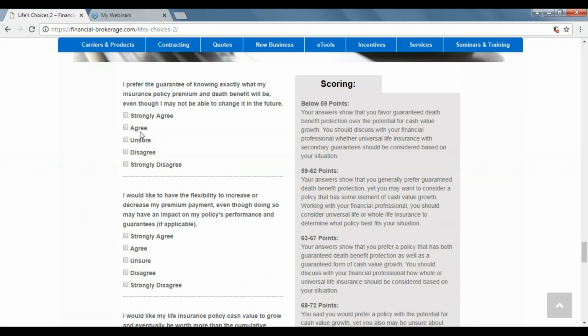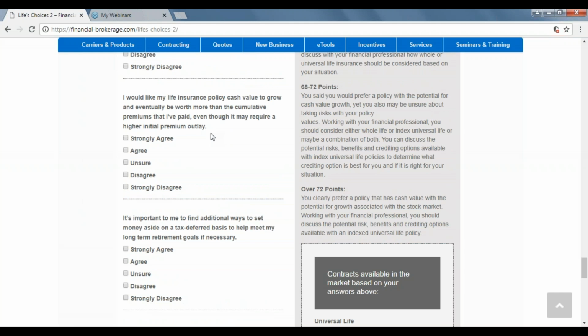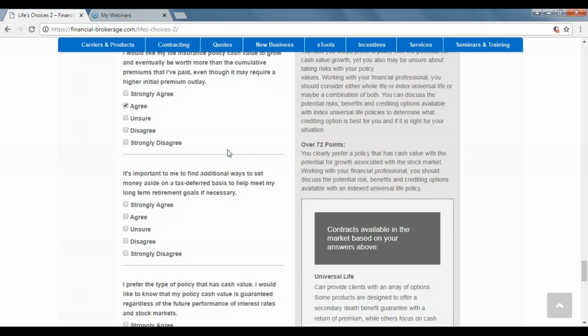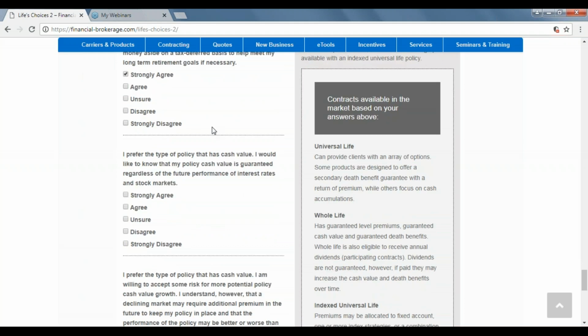Client says, I prefer the guarantee of knowing what my policy will be and what the death benefit will be. Let's say we agree. We don't want any surprises like we see with health insurance or long-term care insurance down the road. Like flexibility, increase or decrease. Who wouldn't want that, right? I like my policy cash value to grow, eventually be worth more. Let's say the person would like that. Find additional ways to save money on a tax-deferred basis. Let's say the client's very interested in that.